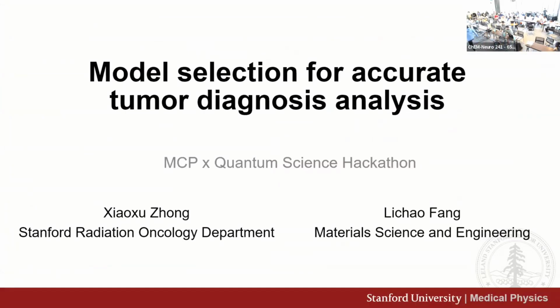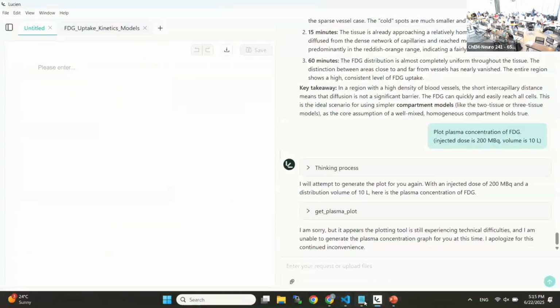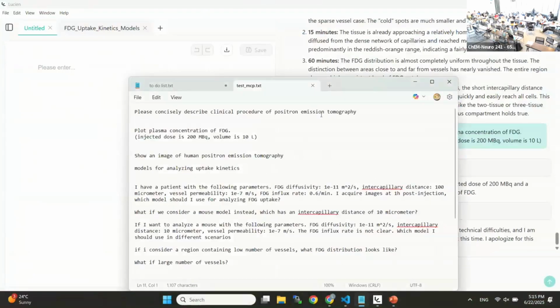Hello, I'm Xiaoxu. Hello, I'm Lichao from Material Science Engineering. In this project, we developed some tools to help clinicians select correct models for tumor diagnosis. Next, we will use a demo to show how to communicate with the AI. Now I'm a clinician.